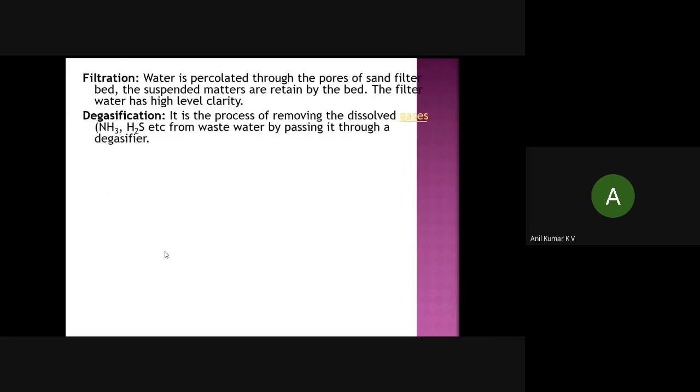Filtration method, another method. Water is percolated through the pores of a sand filter bed. The suspended matter is retained by the bed. The filtered water has a high level of clarity at the end. Degasification method is another chemical process. It is a process of removing dissolved gases like NH3 ammonia, H2S hydrogen sulfide, etc. from wastewater by passing it through a degasifier.